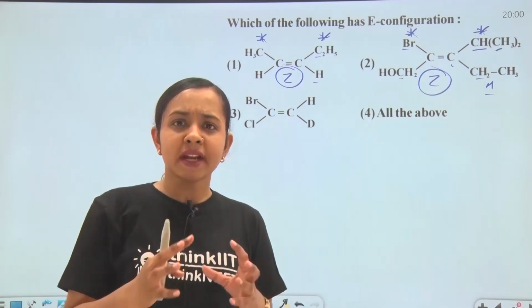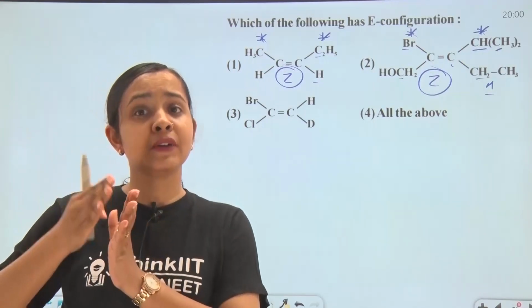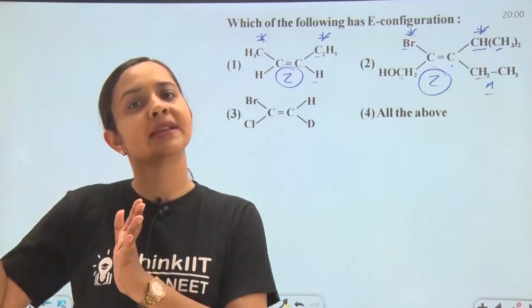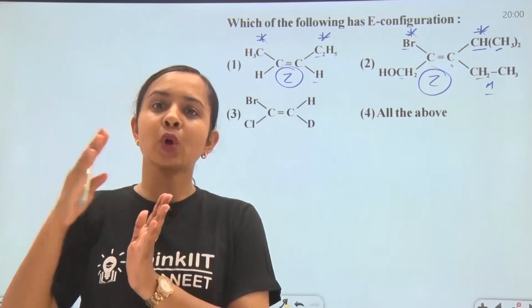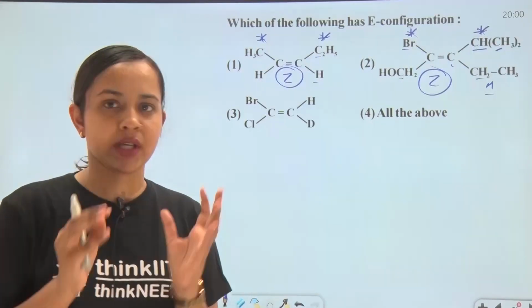So if the first atom is the same, then we will go to the next atom, and if the second atom is also the same, then we will go to the next atom, right? So basically we will go to the next atom when we do not find any differentiation, right?